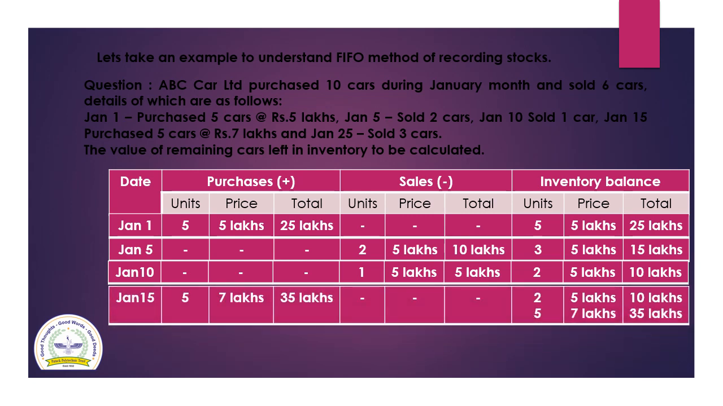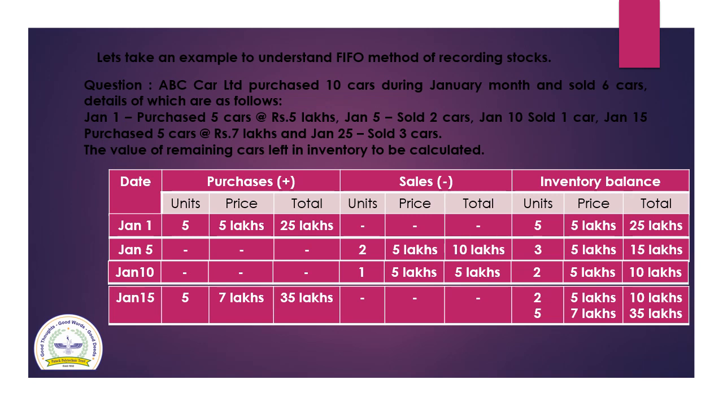On 15th Jan they have purchased new cars. So this entry will come in the purchase column where you will write 5 units, that is 5 cars of 7 lakh each. The total cost comes to 35 lakh. 5 into 7 comes to 35. There's no recording of any sales because we didn't have any sales on that day.